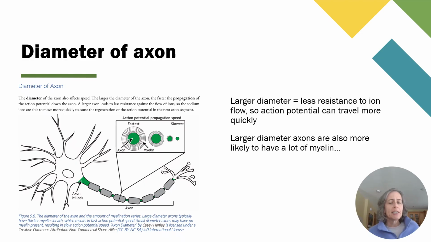Now, interestingly, larger diameter axons, just in general, are also more likely to have myelin and to have more myelin. So really quickly, before I go to the next slide, I just want to show you this little box here, which I really liked. So you can see that the larger the diameter, the faster the transmission, and also the more myelin, and those tend to go together.